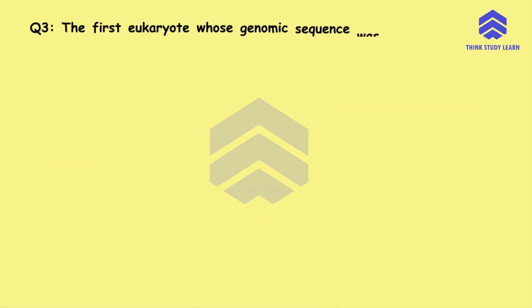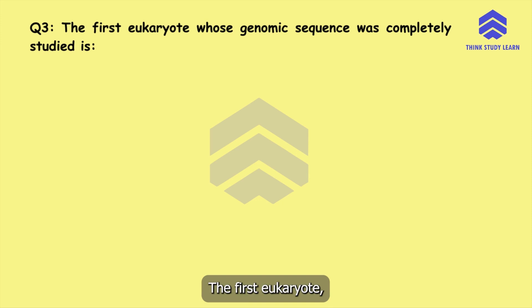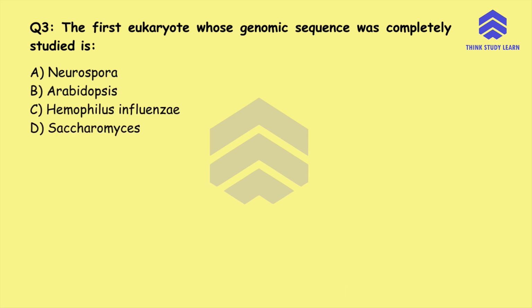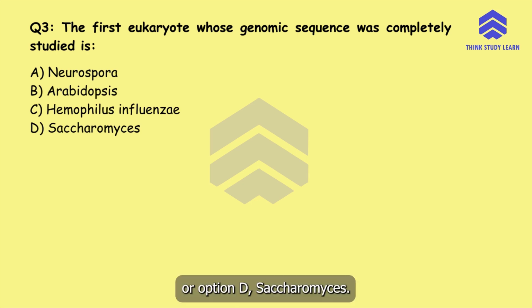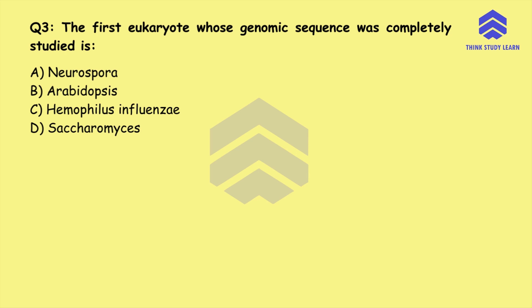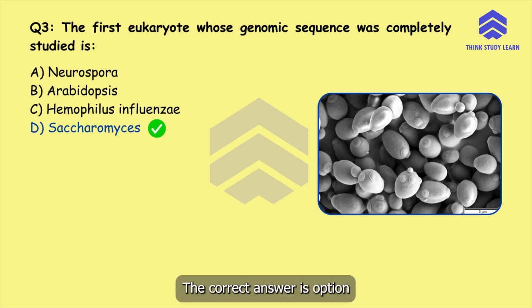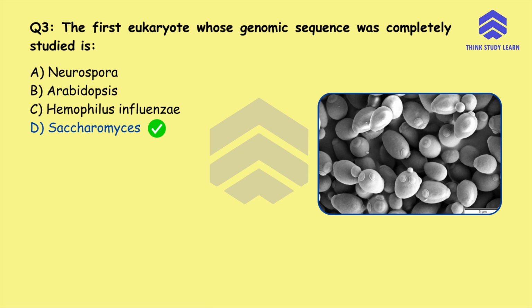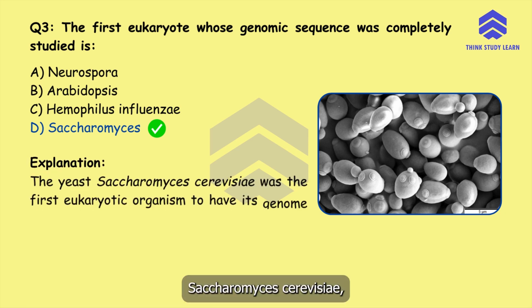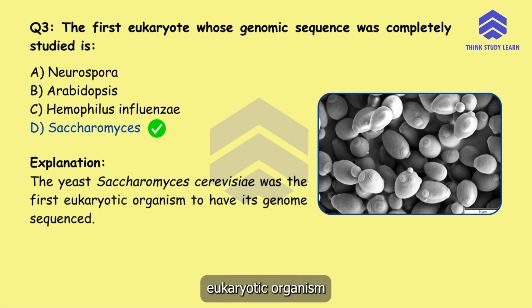Question number 3. The first eukaryote whose genomic sequence was completely studied is option A, Neurospora, option B, Arabidopsis, option C, Haemophilus influenzae, or option D, Saccharomyces. The correct answer is option D, Saccharomyces. The yeast Saccharomyces cerevisiae was the first eukaryotic organism to have its genome sequenced.